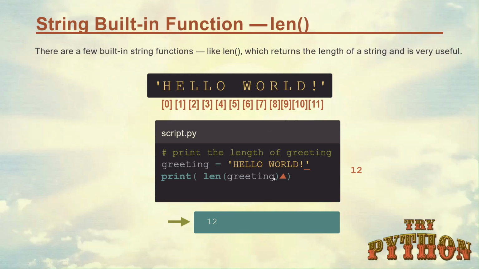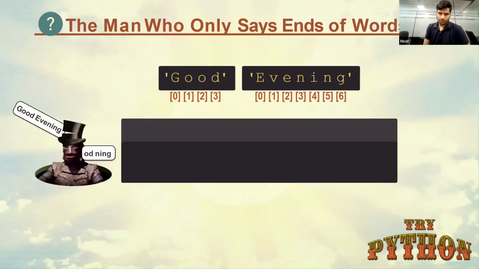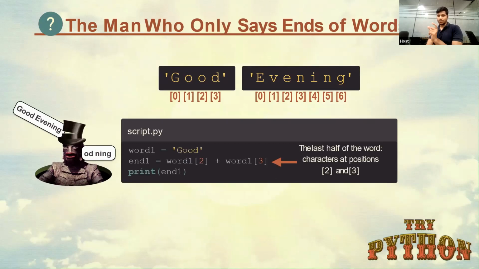Okay. Now, let's do one small problem. Let's say that you have a man and he can only speak half of the word. If he wants to say good, he can only say OD. If he wants to say evening, he can only say the other half, that is NING. Okay, so whatever we have learned till now, if I use that concept, this is the code that I will write. I'll write word1 square bracket 2 plus word1 square bracket 3.